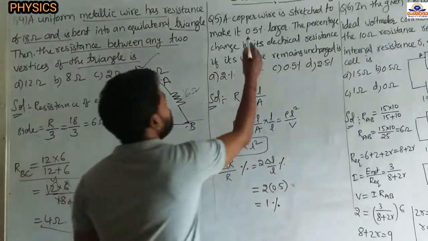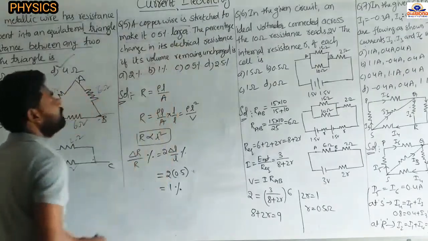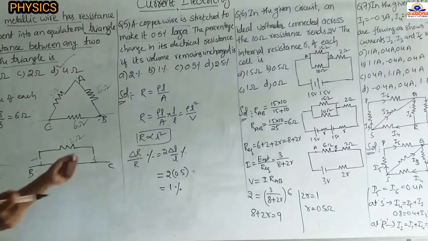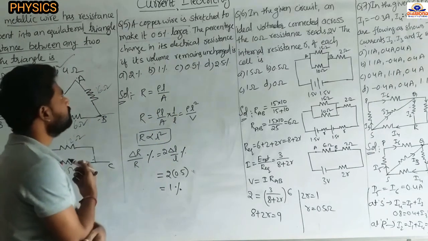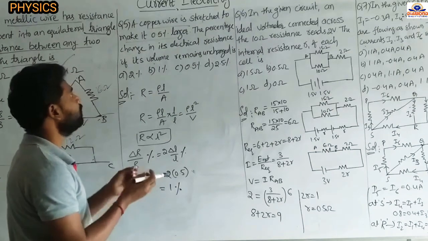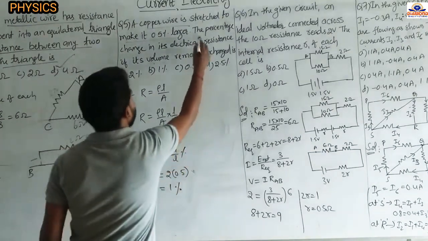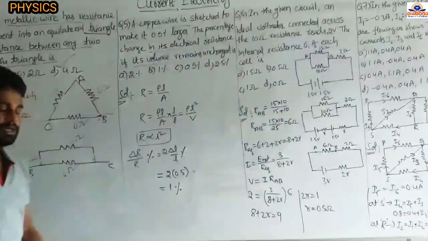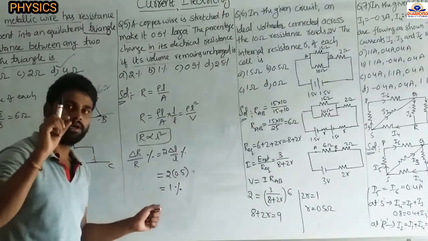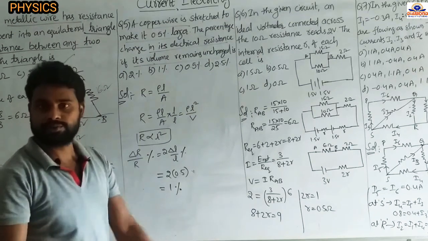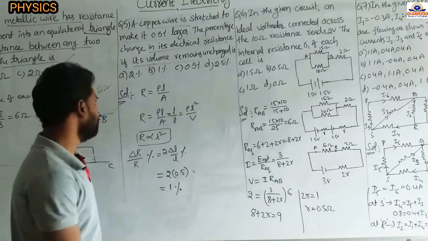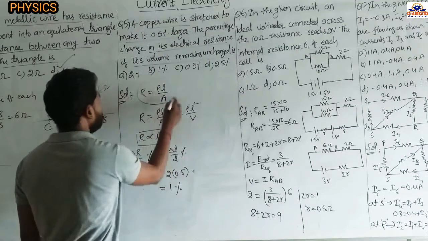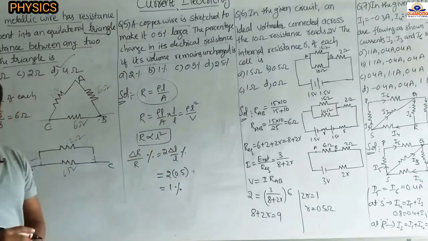A copper wire is stretched to make it 0.5% longer. They are stretching the wire, increasing its length by 0.5%. The percentage change in its electrical resistance if its volume remains unchanged is. If length increases, cross-sectional area decreases and volume should be constant. Remember that one. From this we know the formula R equals rho L by A.